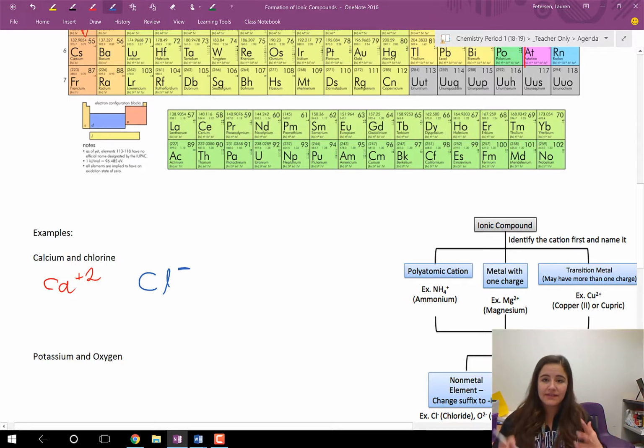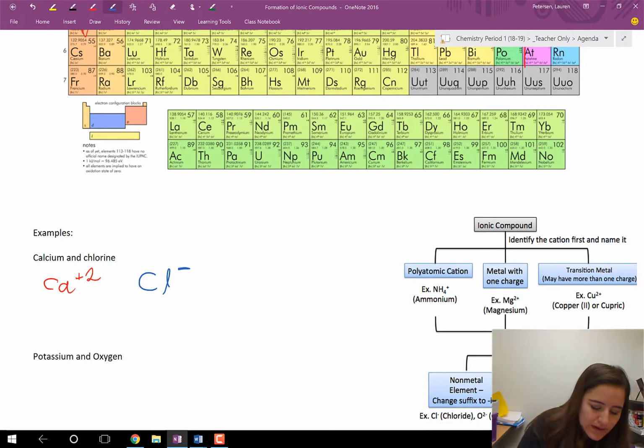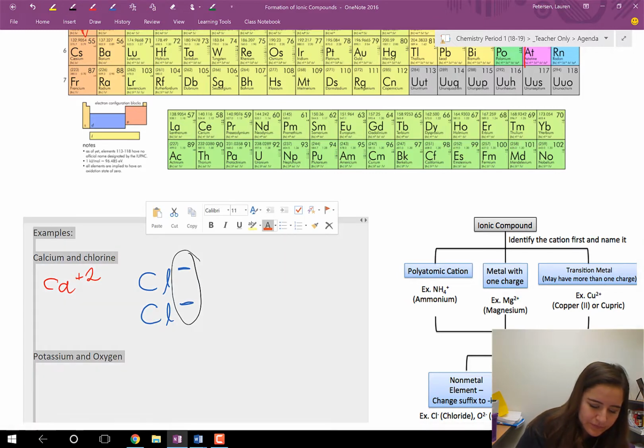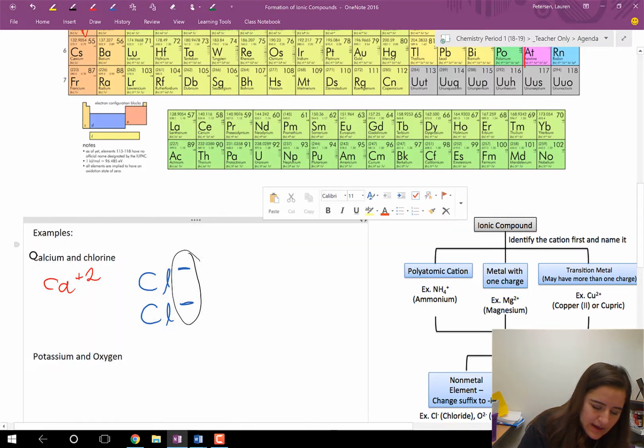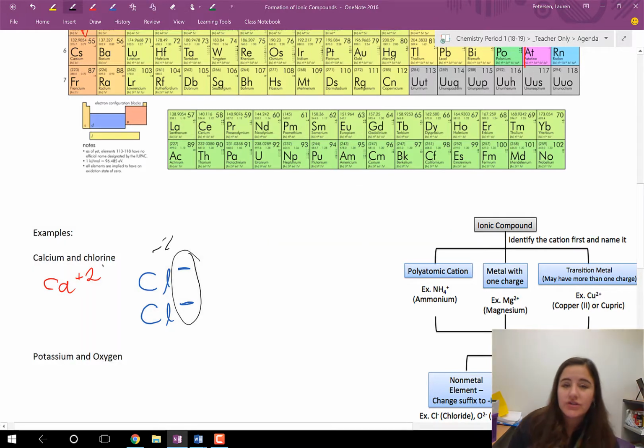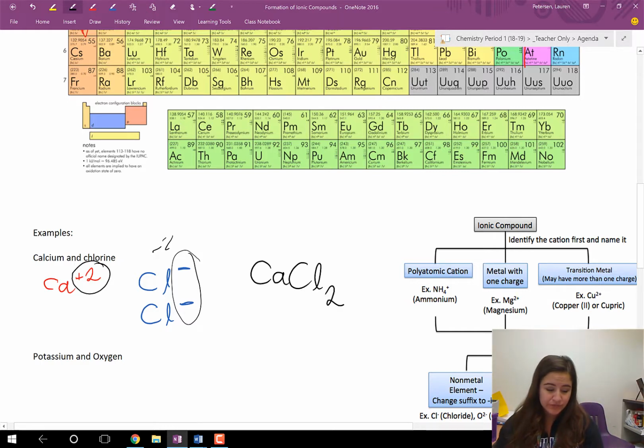Okay, now when these things form, they form to balance out the charge, to make it neutral. So we need 2 chlorines, okay? Then we will have a 2 negative charge and 2 positive charge. So our chemical formula would be CaCl2.